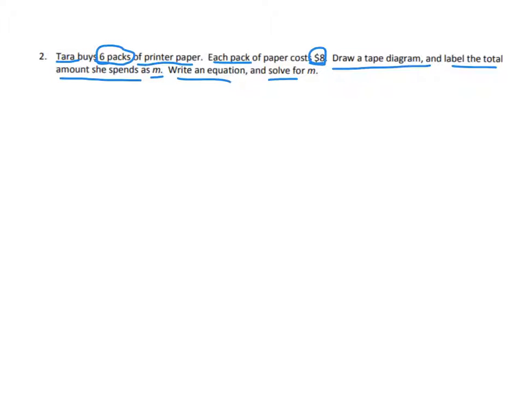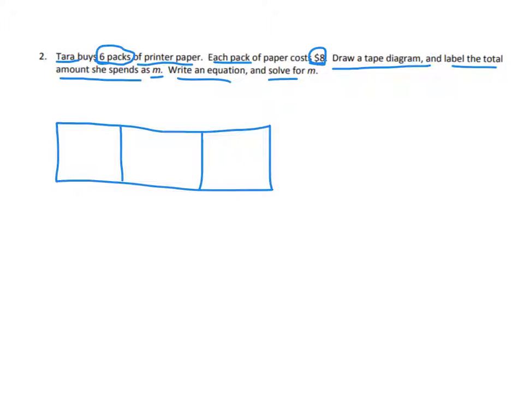So the first thing I'm going to do is draw a tape diagram. It says she buys 6 packs of printer paper, so I'm going to divide my tape diagram into 6 sections. Each pack of paper costs $8, so I'm going to put the cost in each of the pieces of tape in my tape diagram.